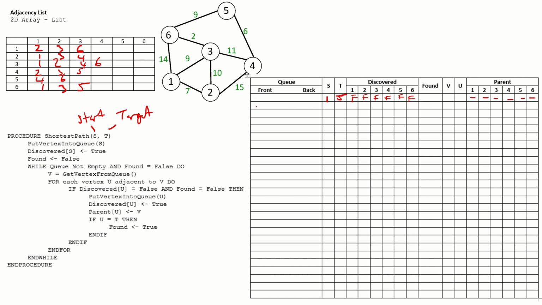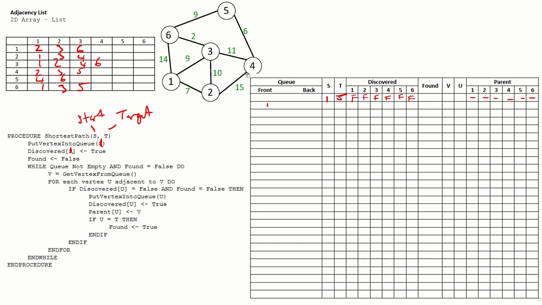So we'll just get those ticked off first. So let's go through this algorithm. First, put vertex into Q. S. So take the value of S, which is 1, and put the 1 into the queue. 1 can go at the front of the queue because the queue is empty. Then we set discovered S to true. Remember, S is 1.